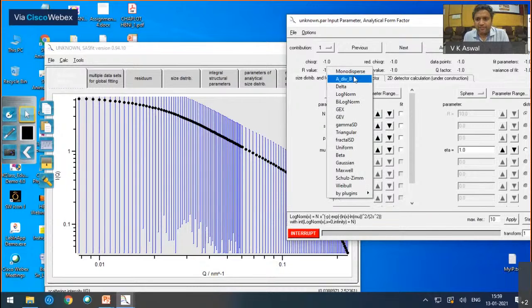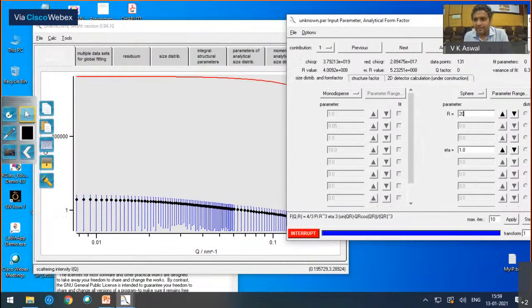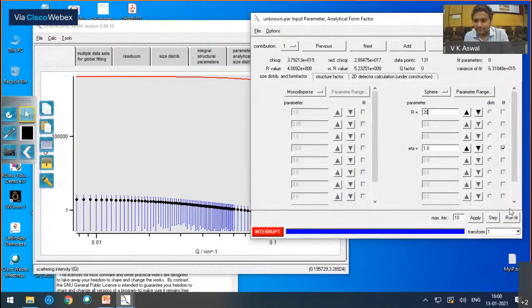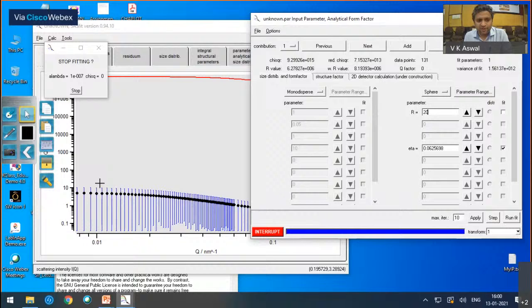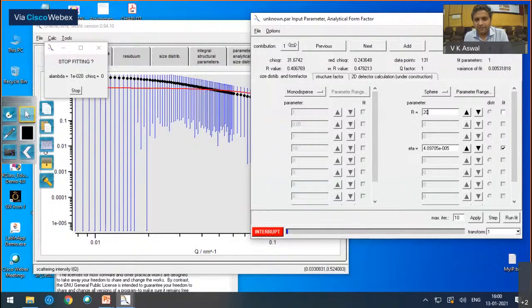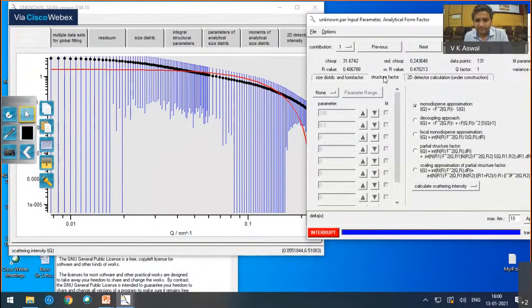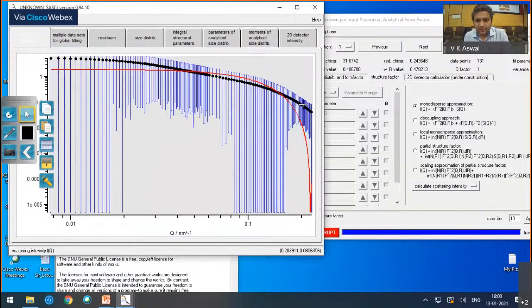So we will start with monodisperse only. 20 angstrom is a rough guess of mine. Hit it. Don't bother about these error bars. This is just because of the version we are using and compatibility with the PC. We will fix this error bar.